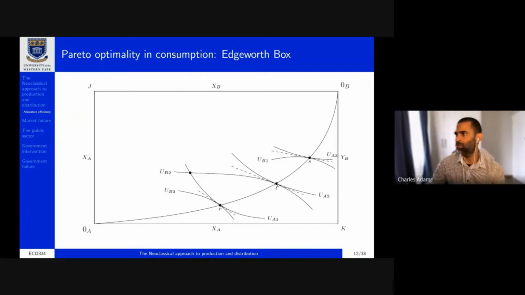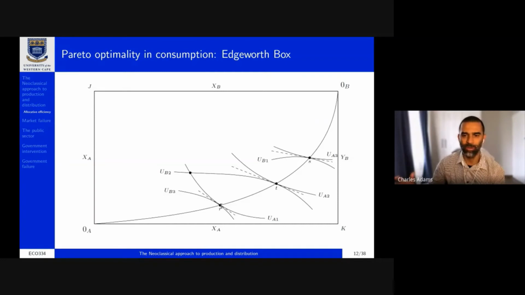Now you might be asking yourself, well, why can't they also move to point R? So in the case of moving from this initial non-optimal point down to point T, we made A better off while B's utility was unchanged. But we can also make B better off by moving to R, keeping A's utility unchanged. So which is it going to be?